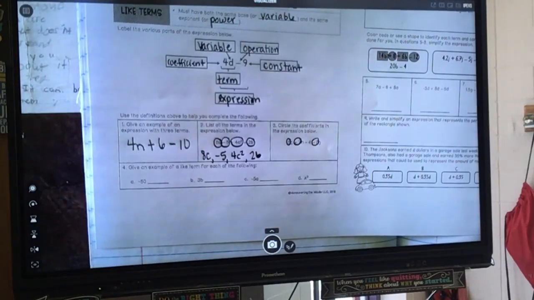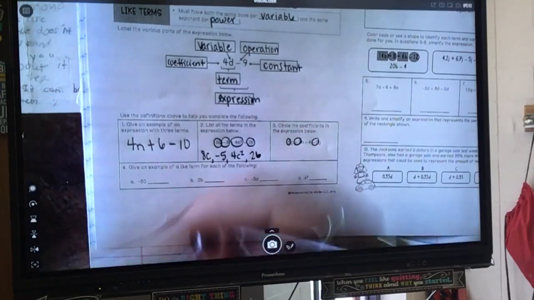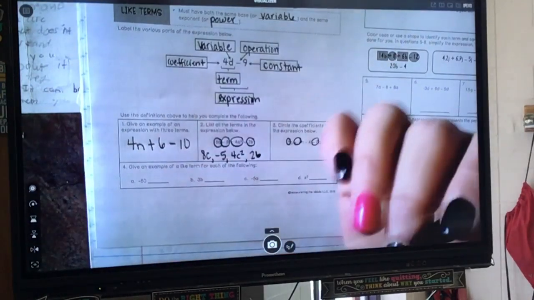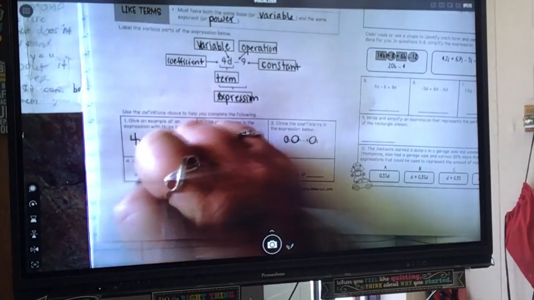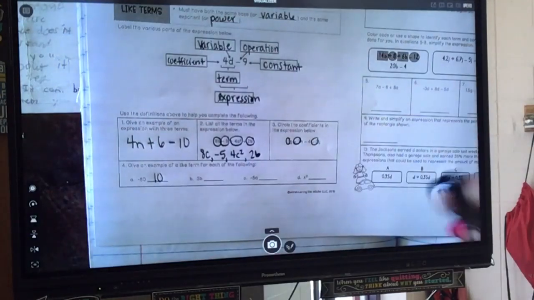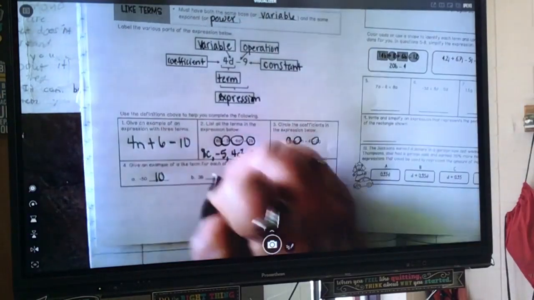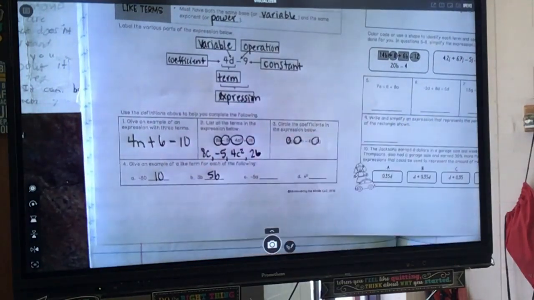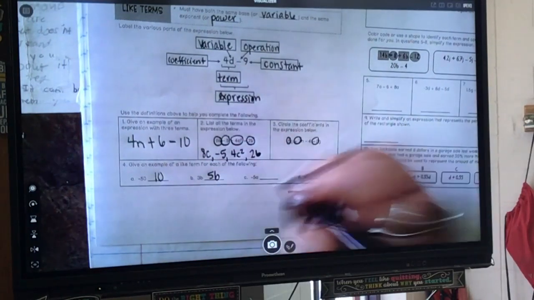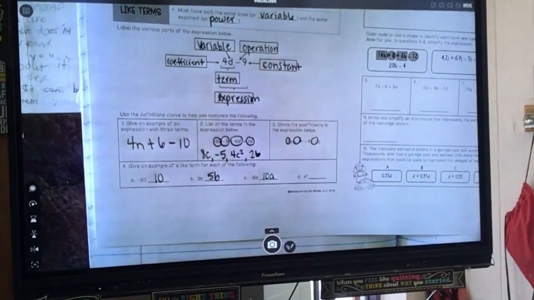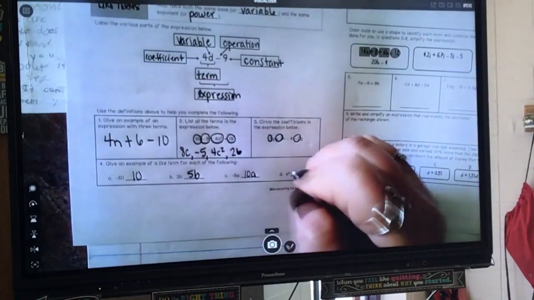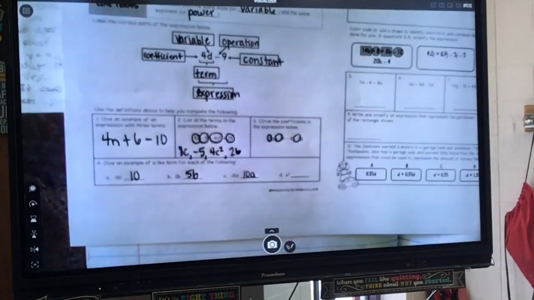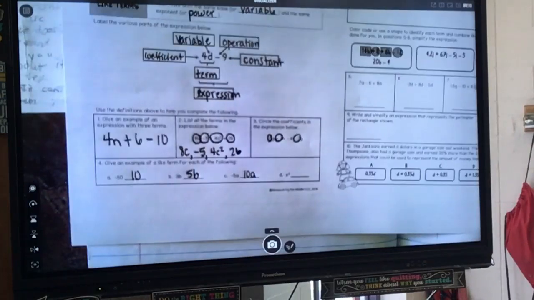Alright, so it says give an example of a like term for each of the following. So you have A, B, C, and D. This is just a number, so what would be a like term to just a number? Michaela? 10. Alright. What would be a like term to 3B? Cooper? 5B. What would be a like term to negative 5A? Christian? 10A. And what would be a like term to x squared? Mason? Not 5 squared, it's gotta have what in it? X squared. 5x squared. Yes.